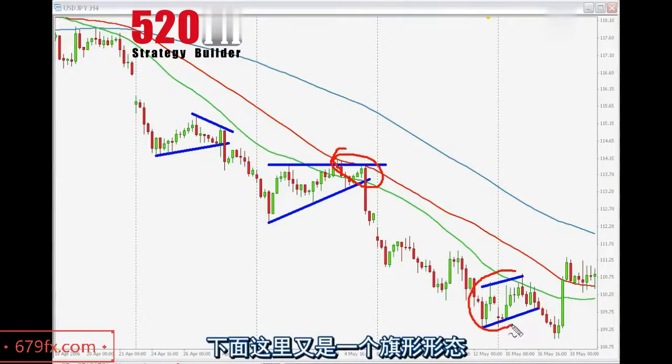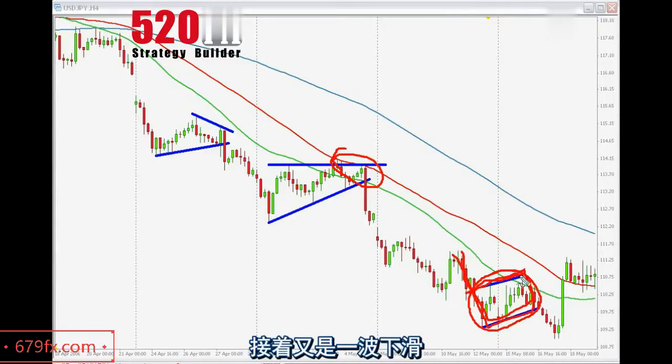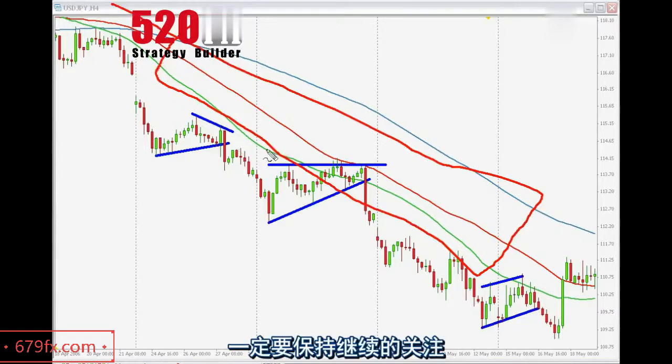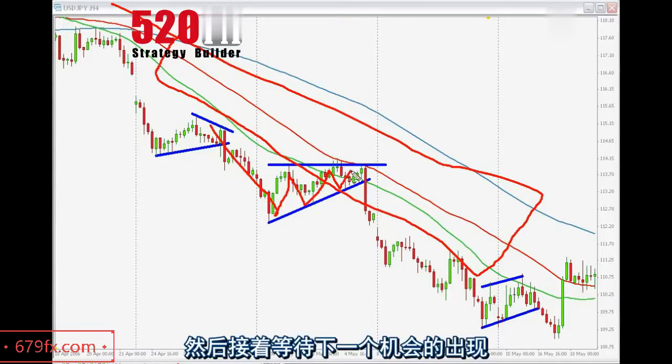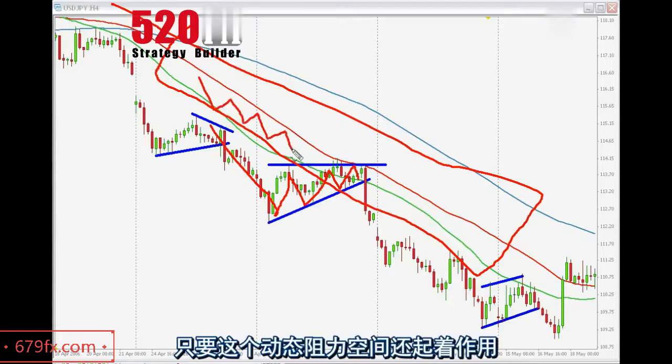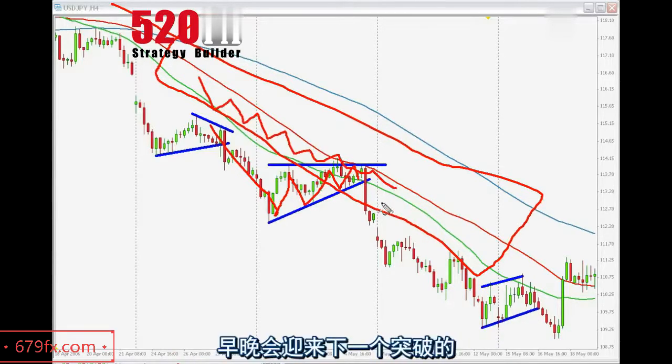Then we had another flag in there. You see the flag there for another swing down. Once you spot this kind of moving average formation, keep on searching, get one trade, take the money off the table, bank some pips, and then wait for the next breakout. Chances are that as long as the moving averages are holding in place, as long as the dynamic area of resistance is holding in place, you will sooner or later get another breakout for a new swing down.